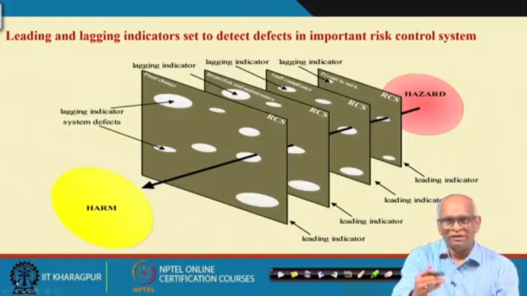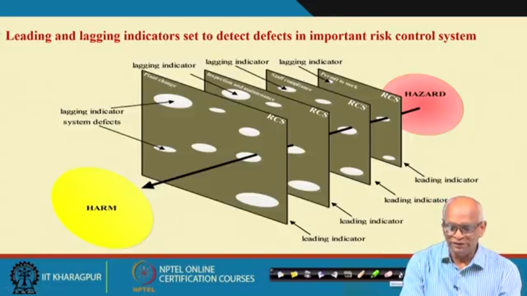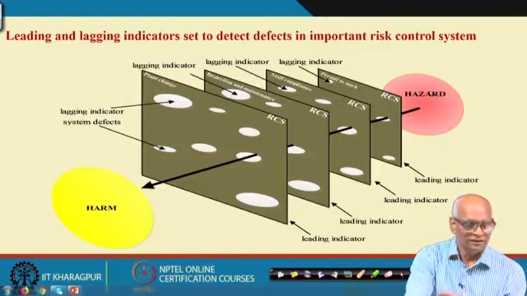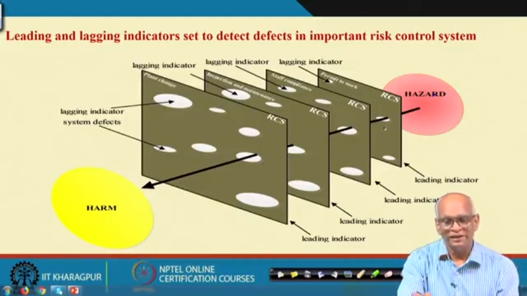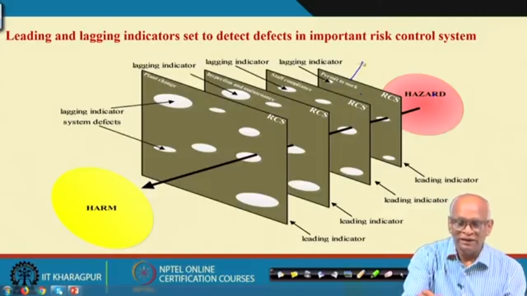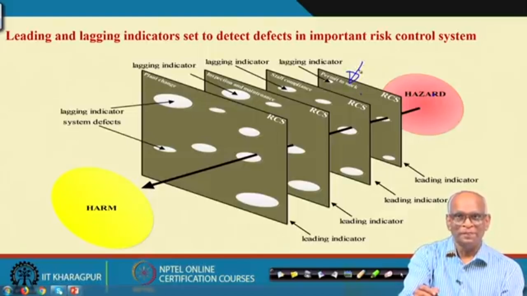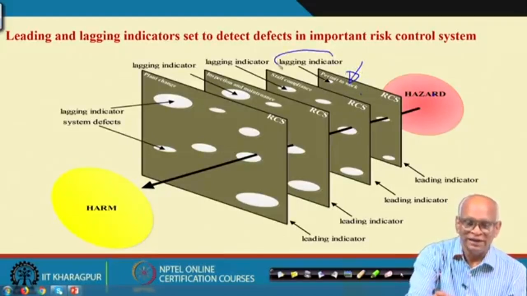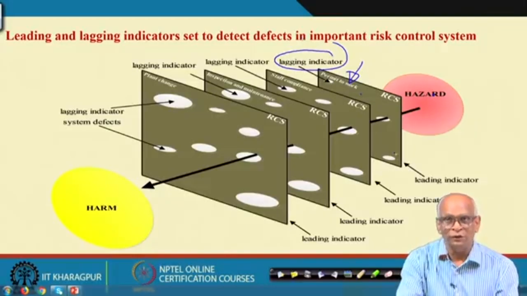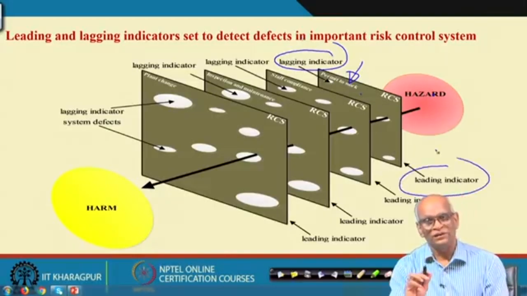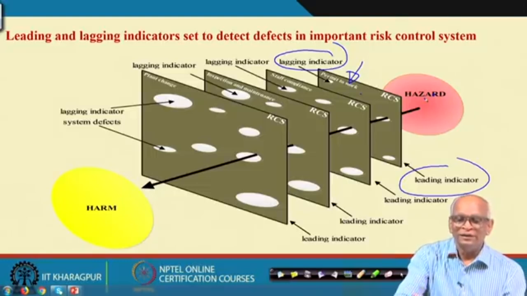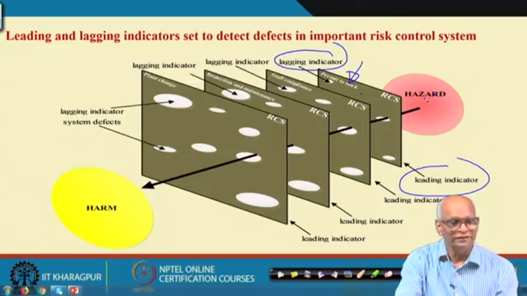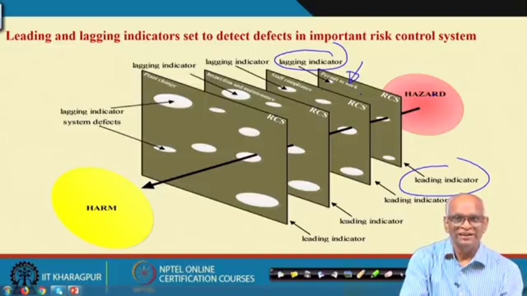So, what are these indicators in gist? What we have discussed is, you have hazard, you have harm, incident. For the hazard not to become an incident, you put the risk control systems. The health of the risk control system, the condition of the risk control system, is the lagging indicator. The effectiveness of the risk control system is the leading indicator. The risk control system is the lifeline. For the hazard not to become harm, the risk control system's health and effectiveness are very important. That is what we are talking about.